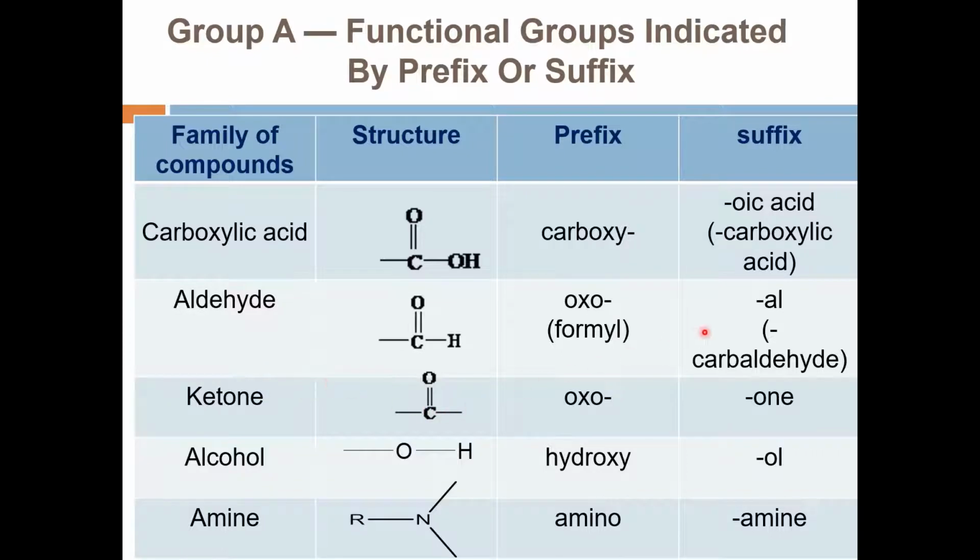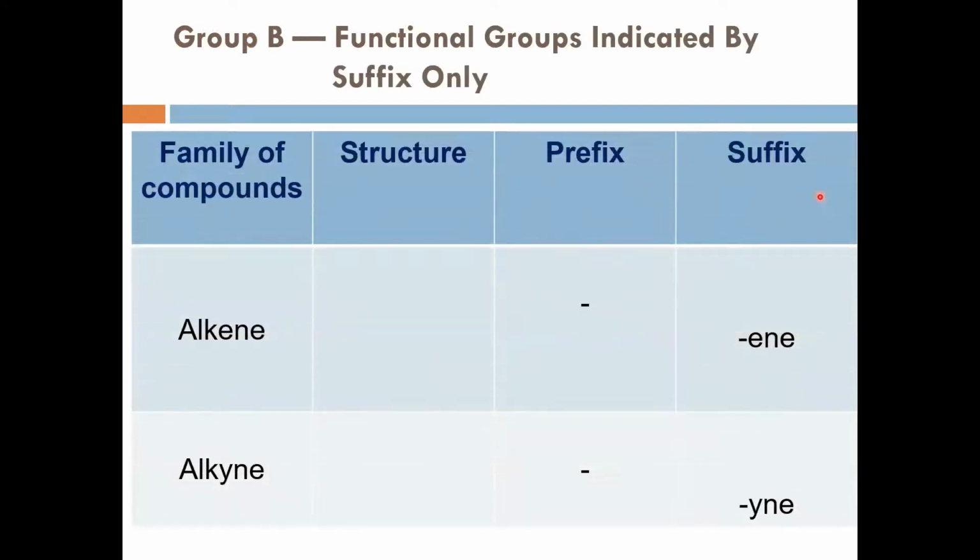When it becomes parent, it becomes ethanol or propanol. And then the next one would be alcohol, and the lowest priority for group A would be amine. For group B, we have only 2 groups, which is alkene and alkyne, indicated by their unsaturated covalent bonds.